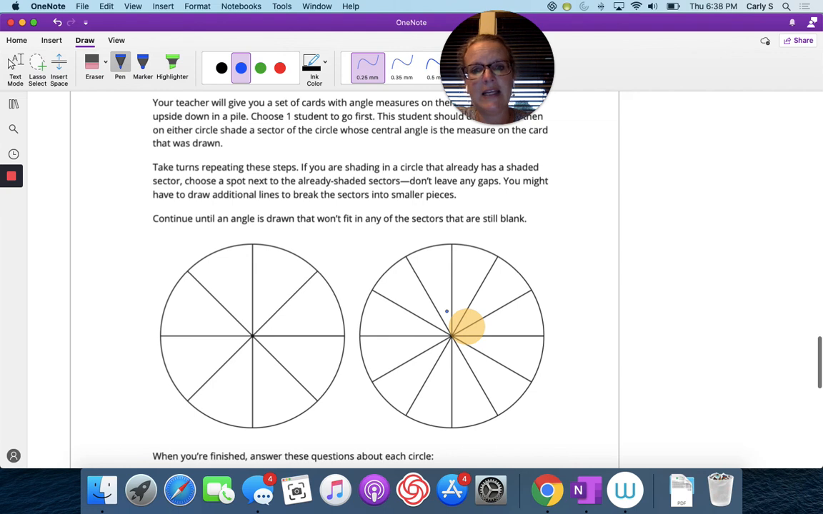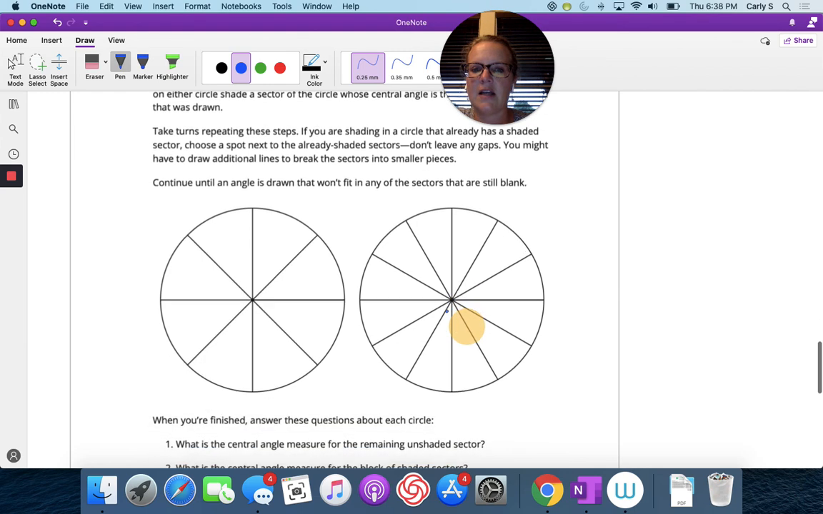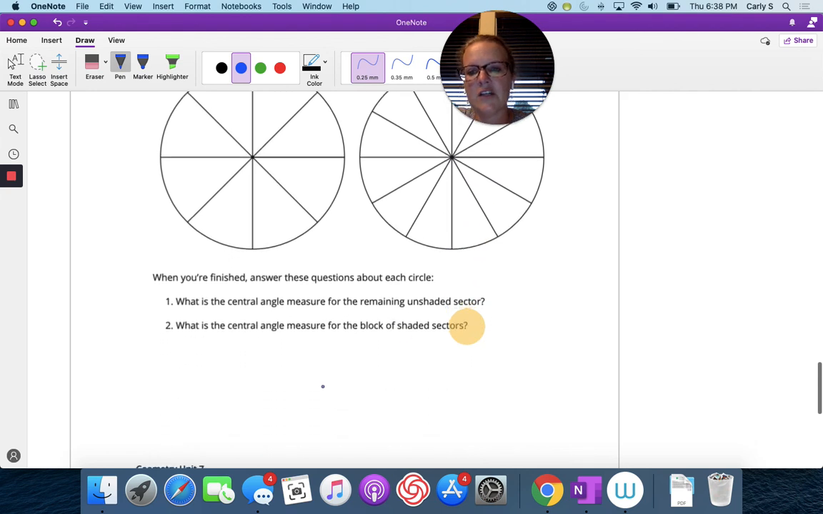If you are shading in a circle that already has a shaded sector, choose a spot next to the already shaded sector. Don't leave any gaps. You might have to draw additional lines to break the sectors into smaller pieces. Continue until an angle is drawn that won't fit. Okay, when you are finished, answer these questions about each circle.